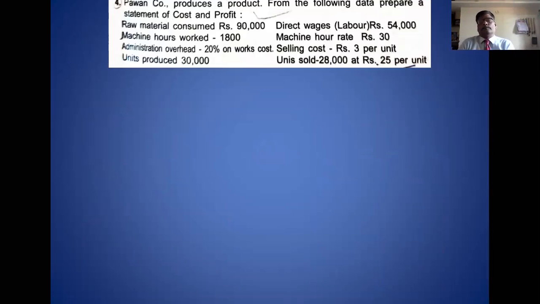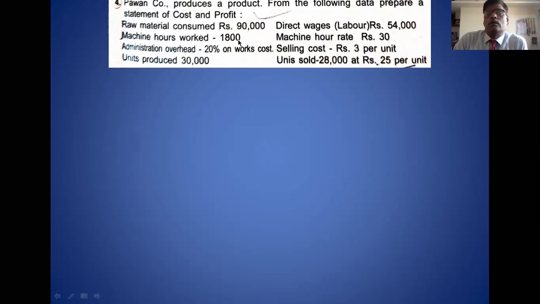Example number 4. In example number 4, Pawan company produces a product. From the following data, prepare cost statement and profit. You see, the raw material consumed is 90,000. Direct wages or labor is 54,000.